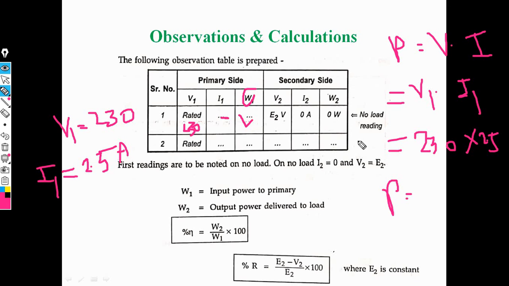But in full load condition, only the rated voltage of 230 volt is given, and all the parameters are calculated, that is I1, W1, then V2, I2 and W2. In full load condition, 5 parameters are calculated, but in no load condition only 2 parameters are calculated, that is I1 and W1. Now this is the difference between no load condition and full load condition.